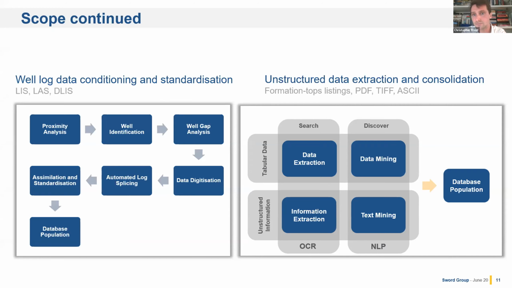The unstructured data part of this, when we were looking at mainly PDF, TIFF, and ASCII data, was split into two parts: tabular data and unstructured data. So we did data extraction and data mining of the tabular data, and we did information extraction and text mining of the unstructured information.